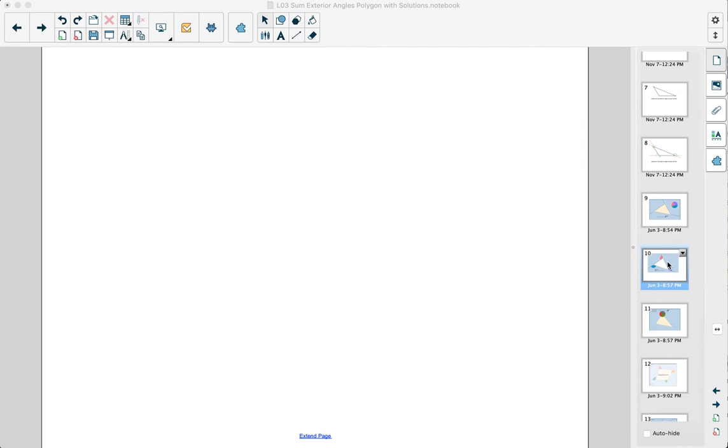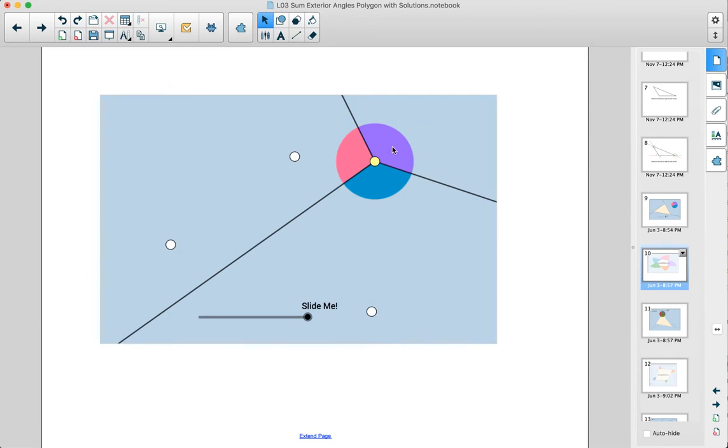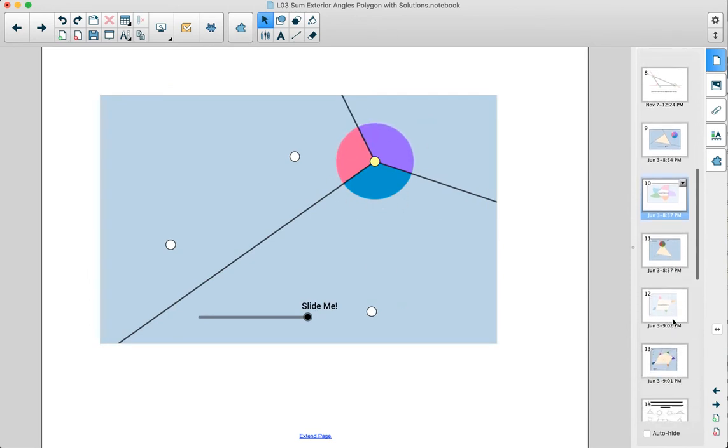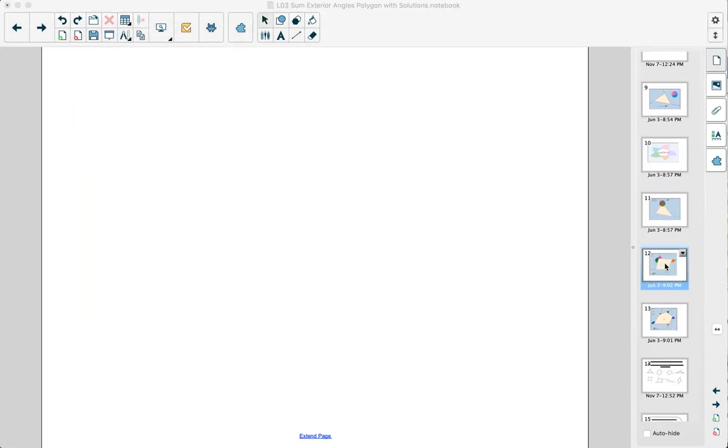I'm not sure if I go back to this one, if it's going to reset. And it looks like it is going to reset. Oh, there it is there. So it did make a circle. So it looks like the sum of the exterior angles in a triangle is 360. All right, so what we've got coming up next is a quadrilateral.